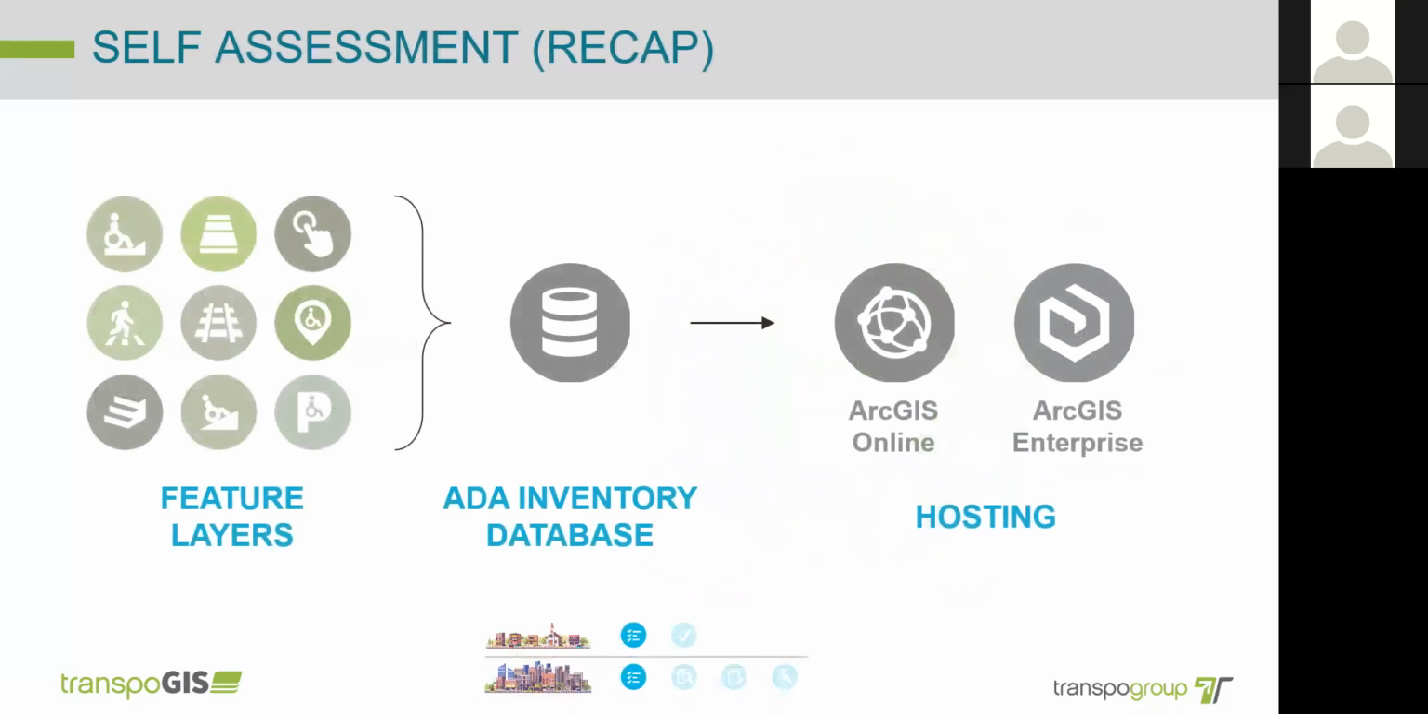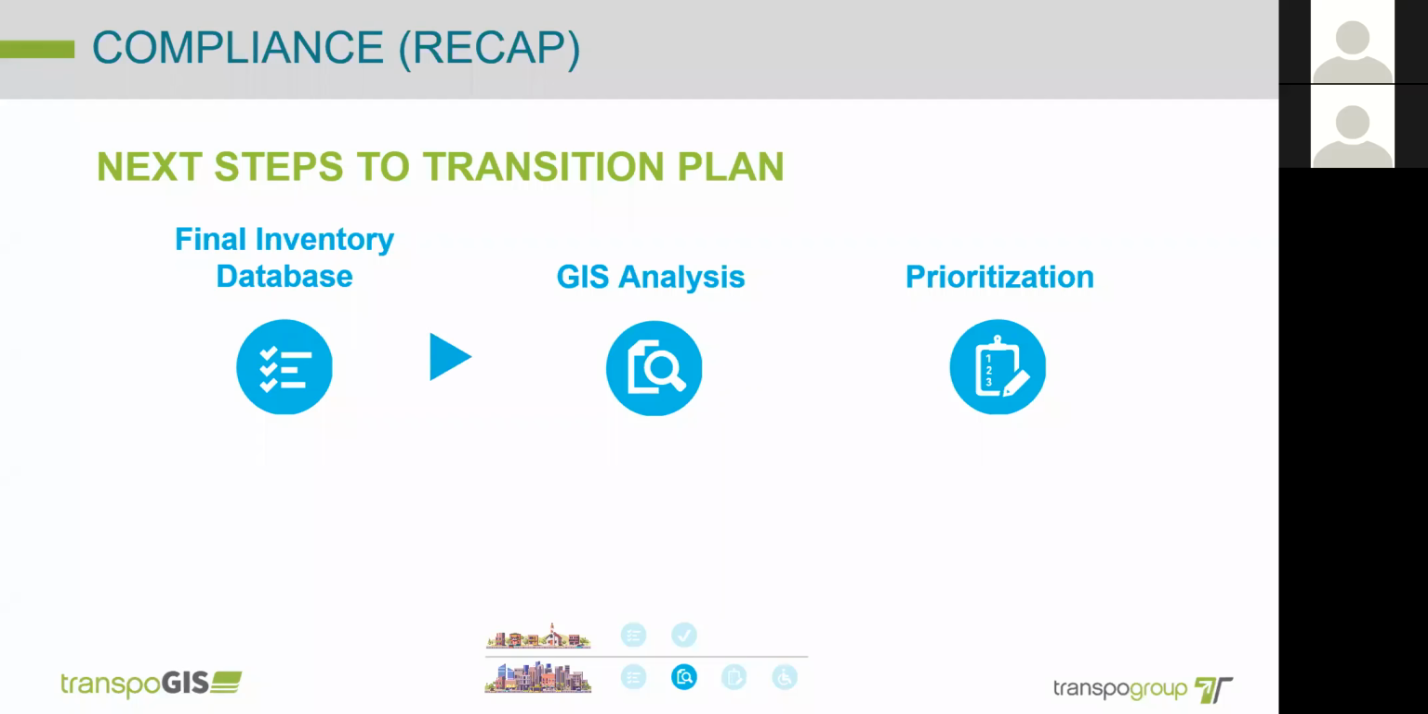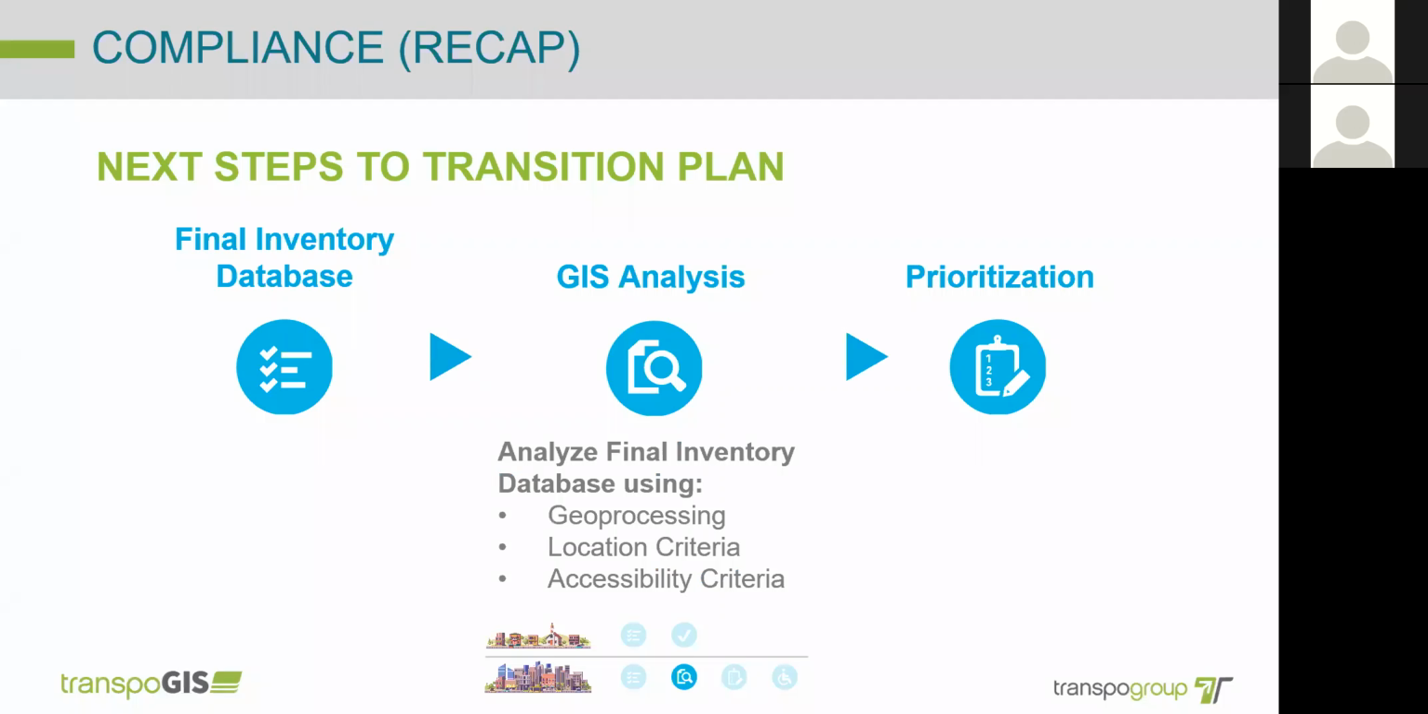So then you've got your self-assessment, you've got your features, you create your database, whether it's hosted online or enterprise. You can do the hosting in a SQL database, or you can also just have it on a file geodatabase. But obviously, it's not interacting live if you're doing that. So I would still recommend more of the ArcGIS Online and ArcGIS Enterprise. So you've got your self-assessment, and you've got your final database.